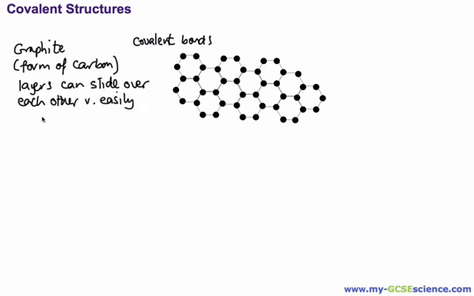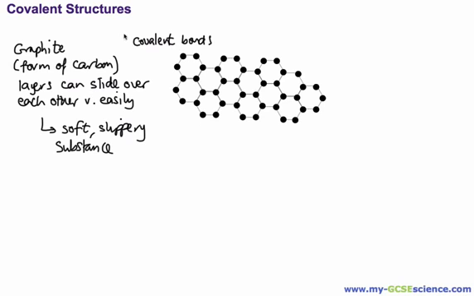and that makes graphite a very soft and slippery substance. So you should be able to explain the fact that graphite is soft and slippery because it's made of layers, and those layers can slip and slide over each other very easily. There are no covalent bonds between the layers, only between the atoms in the layers. Okay, so that's a little overview of graphite.